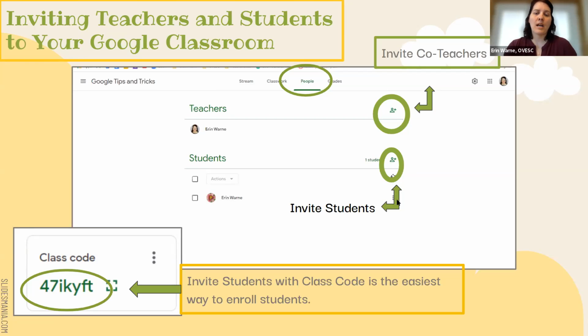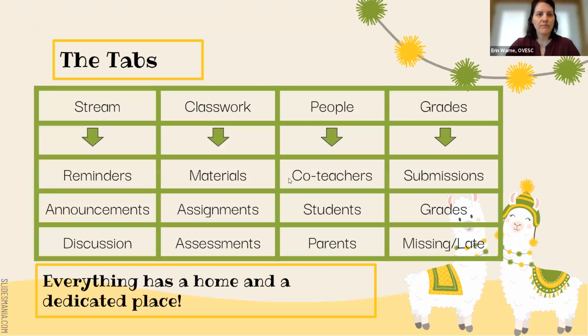But I think, in what I used in my classroom, the easiest thing to do is just to show the class code. So project the class code or write that down. The class code is on your main page. It's on the left-hand side. So you can project that up on the screen, and then the students can just use that code and get into your classroom as well.